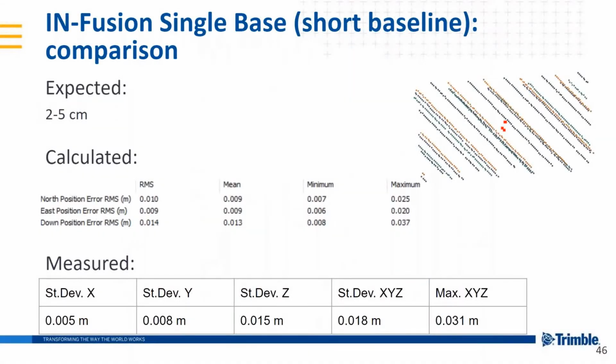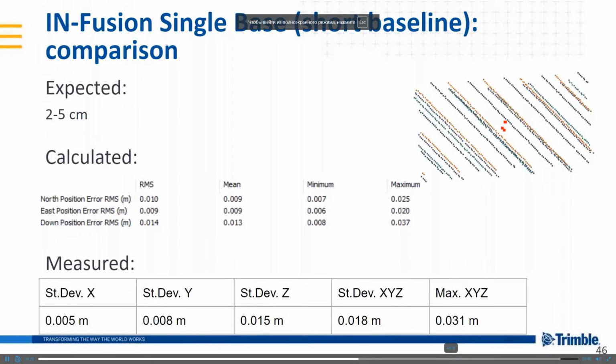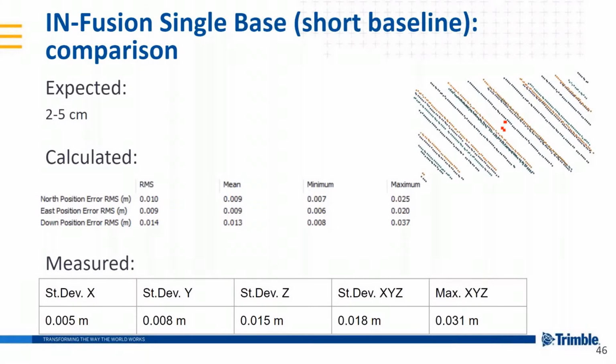We can compare the measured standard deviation with the expected accuracy from the POSPac user guide and the calculated error RMS values. The expected accuracy for single base with short baseline is about 2 to 5 centimeters. And the calculated error RMS for north and east is about 1 centimeter, and for down position is 1.4 centimeters.